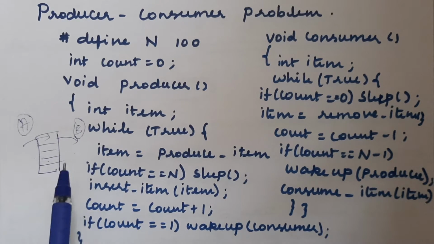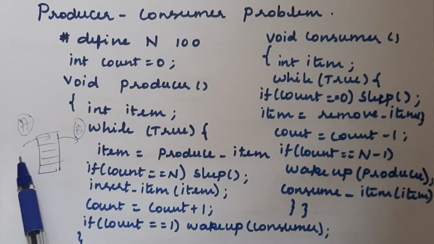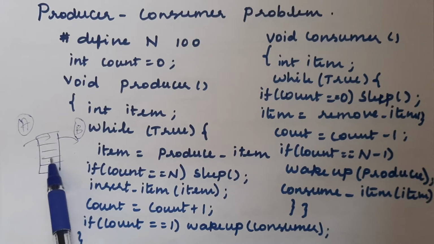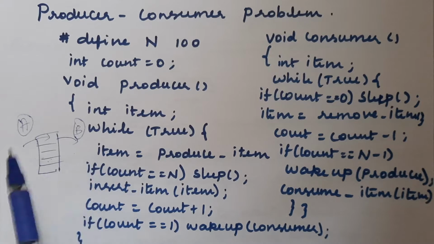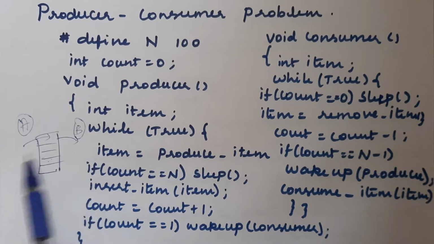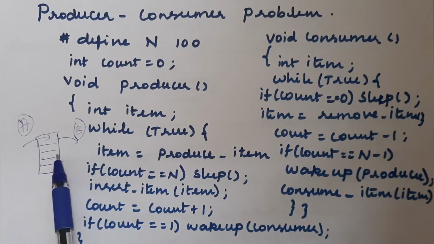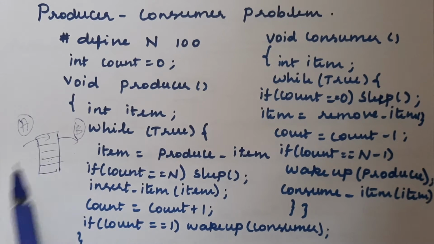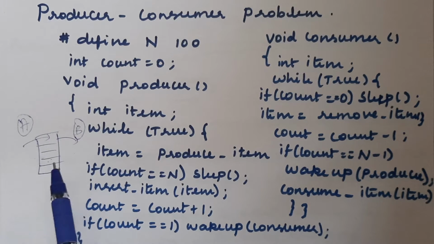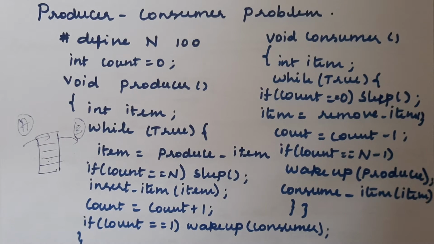Suppose the producer has got a new item and it is stored in the buffer, then the consumer will get the wake up signal and perform its own set of operations. In the same way, once the consumer has removed an item from the buffer, the buffer will have some empty slots, and at that time the producer will also get its wake up to continue its task.